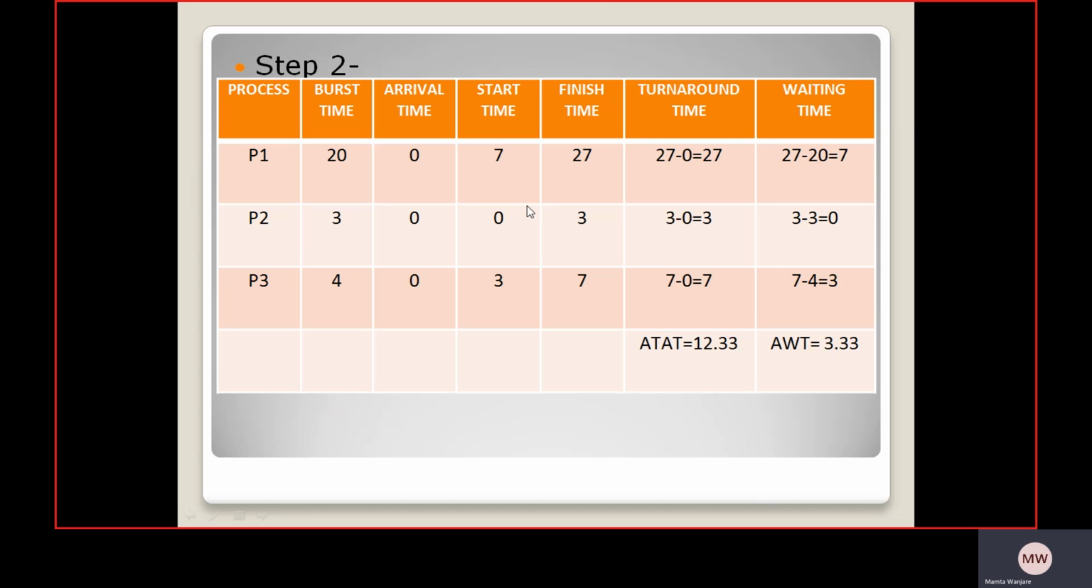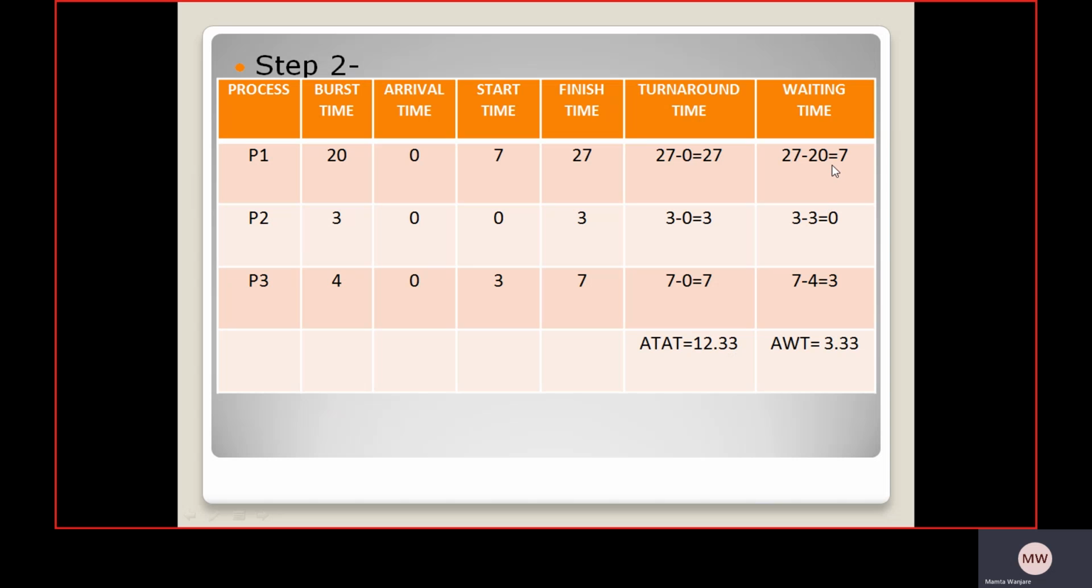Then from the Gantt chart, calculate starting time and finish time. Finish times are 27, 3 and 7. From that calculate turnaround time, that is finish time minus arrival time. So 27 minus 0. Whenever arrival time is not mentioned, turnaround time is equal to finish time. So 27, 3, 7 are there, and from that you have to calculate average turnaround time, that comes 12.33.